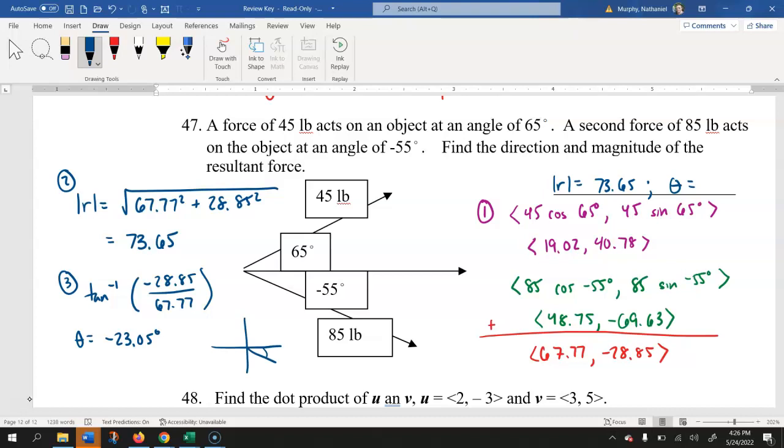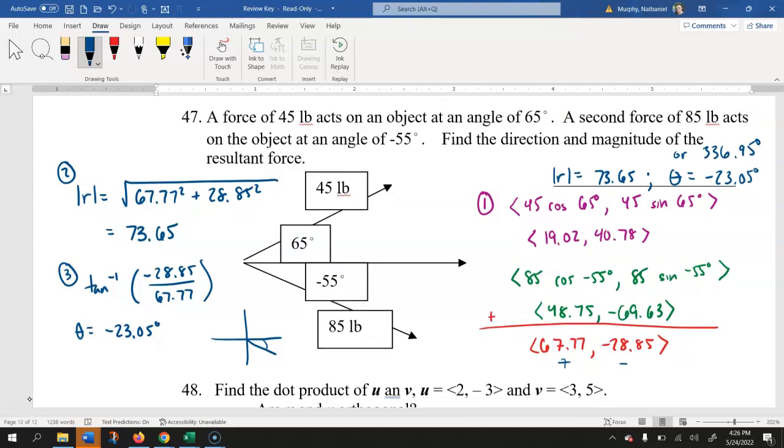So negative 23.05 would be down here, and our resultant is where x is positive and y is negative, so that's going to be down in quadrant 4. So that works for our angle measurements. We would say negative 23.05 degrees. If you didn't like having a negative value for theta, you could always subtract that from 360 and get 336.95 degrees. So either one of those would work. Otherwise, you could just leave it as a negative angle.